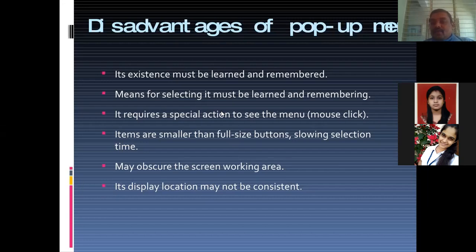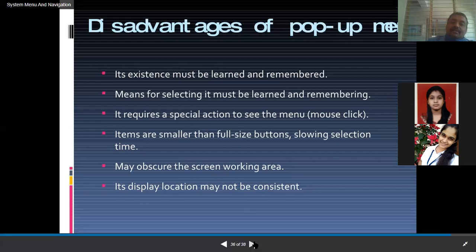When it is displayed, once you do a right click, the working area will be covered up with the right-click options. That is a drawback they are mentioning. The display location may not be consistent. Whatever location you right click, there it will be displayed. It is not consistent. It may display in the right corner, top, left, or top right. Wherever you right click, it will display the options. So that's the meaning. That is another drawback they are telling.